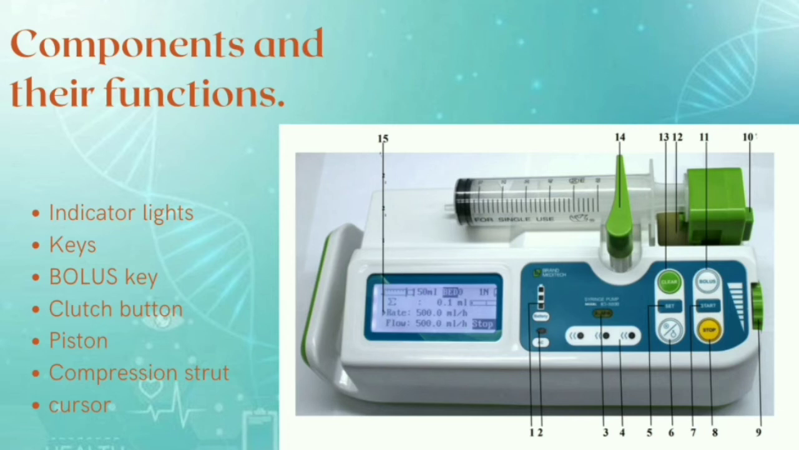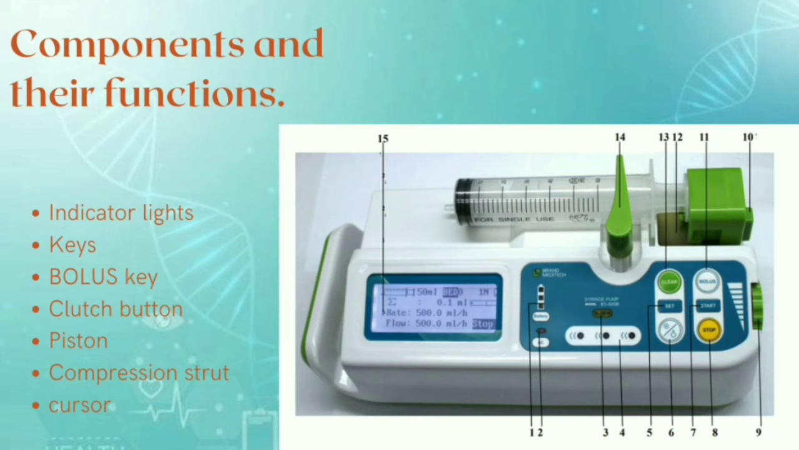Third one is stop key. Its function is to stop the injection and clear the alarm. Fourth one is clear key. We use this to clear the accumulated volume. Fifth one is bolus key. We use this to lock or unlock the parameters and control the flow rates.